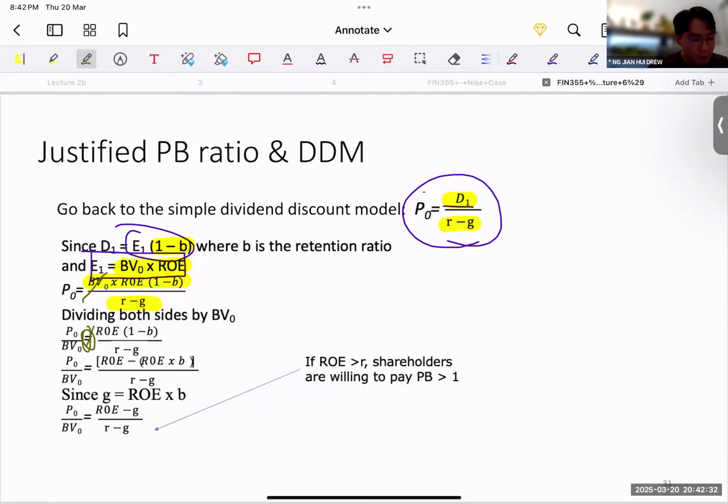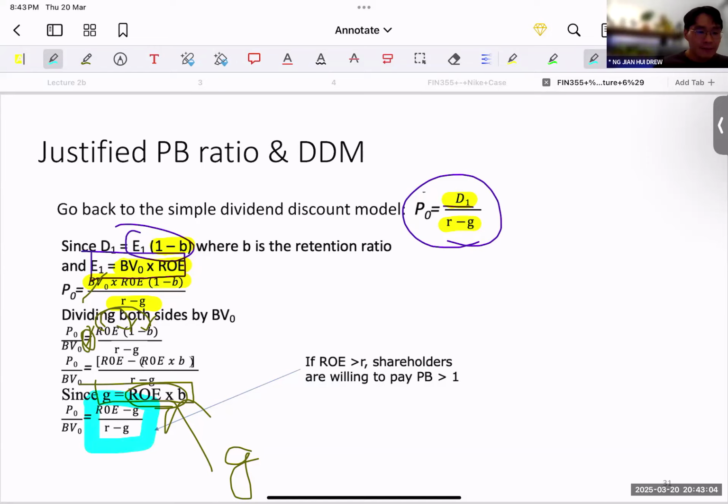Okay. And then for the next step, I just multiply in, which gives you ROE minus ROE times b. We know that ROE times b is your sustainable growth rate, which is g, the sustainable growth rate that we learned in lecture 2, I think. And so with that, we have now determined our justified price to book value ratio.